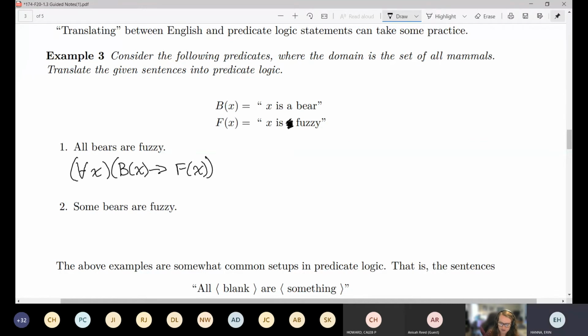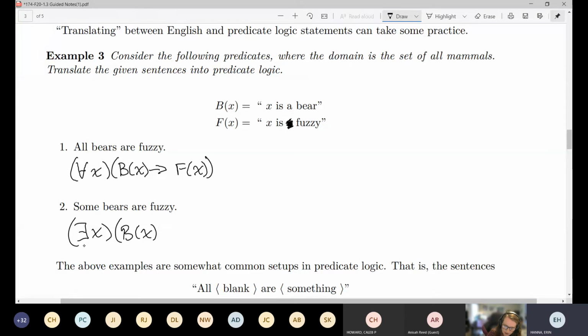What if I wanted to say some bears are fuzzy? So that means there's at least one bear out there that is fuzzy. Maybe not all bears, but there's at least one out there that's fuzzy. So since there's at least one, we're going to say there exists an x. So there exists some bear out there in existence that is fuzzy. So there exists an x such that x is a bear. There exists a bear. And that bear is fuzzy. So there exists a bear that is also fuzzy.